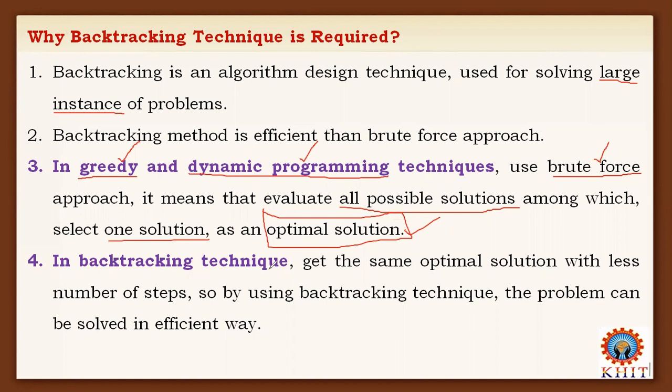In the backtracking technique, we get the same optimal solution with fewer steps. Very important: with fewer steps. Backtracking is famous because you can provide the optimal or best solution with fewer steps, and by using the backtracking technique we can solve the problem in an efficient way.